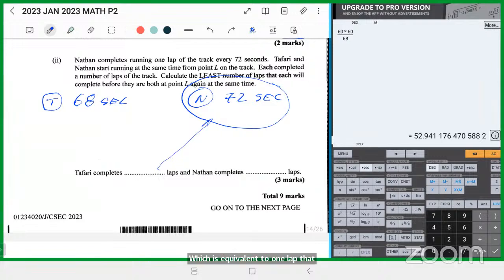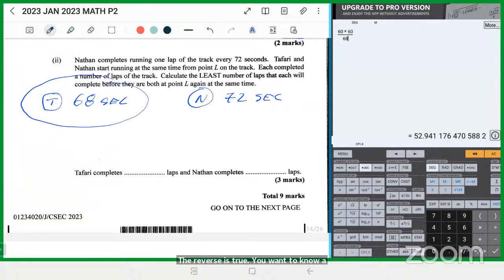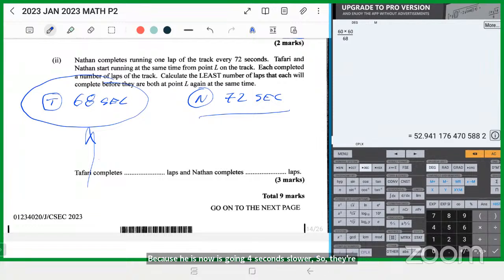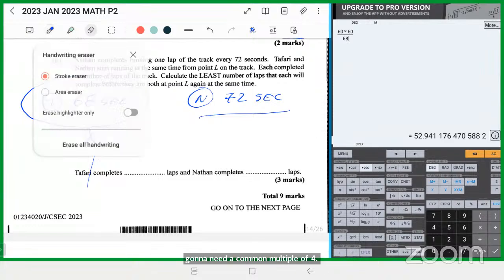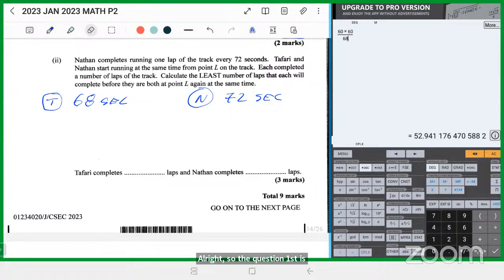And the reverse is true. You want to know how many 4 seconds is in his time, because he now is going 4 seconds slower per lap. So they are going to meet at a common multiple of 4. Right? So the question first is, which one of them is going to run less laps? Because it says Tafari will complete how many laps, Nathan will complete how many laps. Somebody tell me, based on this, who's going to run more laps? The one who's going faster, the one who's going slower?